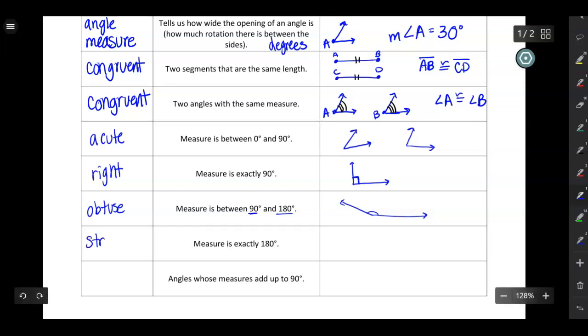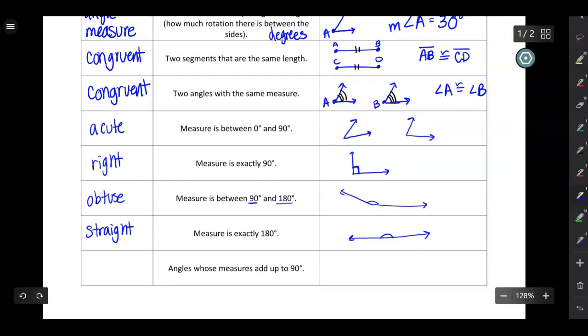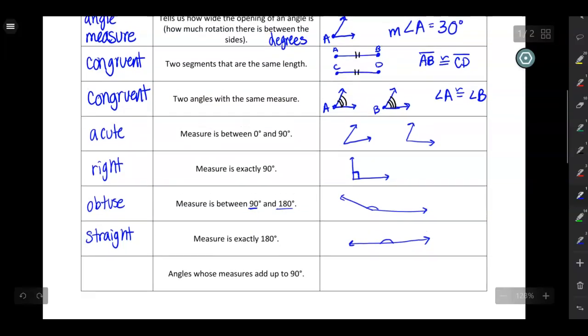And then our last option for this section is that you could have an angle that measures exactly 180 degrees, and that would just look like a straight line. Okay, it's kind of weird to even think about it as an angle, but it would just be a straight line.